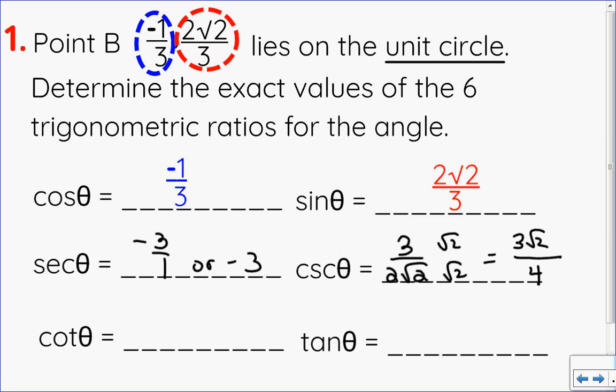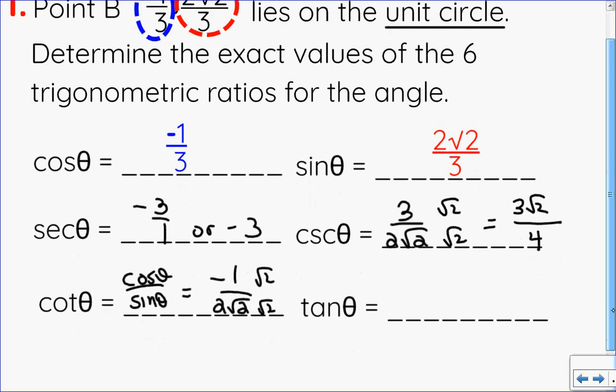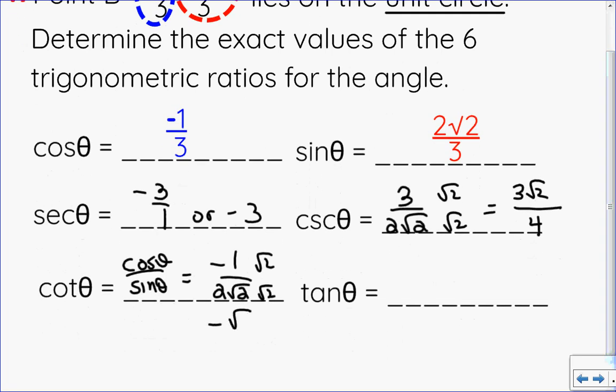Now cotangent is found by taking cosine divided by sine. When I divide fractions that have the same denominator, when I multiply by the reciprocal, the denominators are going to end up canceling. So a little shortcut I can do is take the numerator of cosine divided by the numerator of sine, which again I need to rationalize. So multiply top and bottom by √2, and so my final answer would be -√2 all over 4.